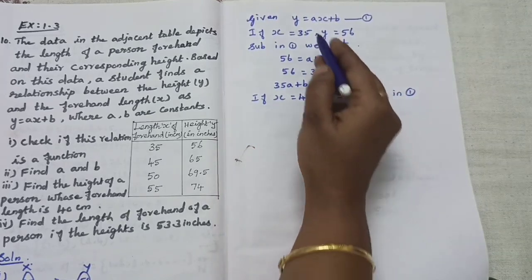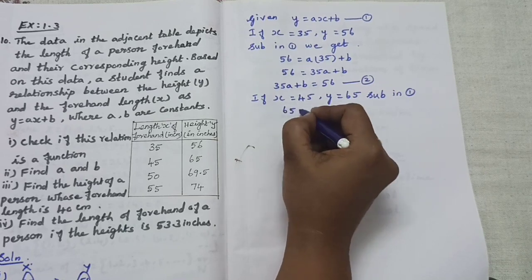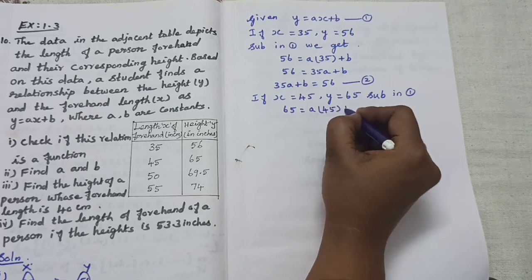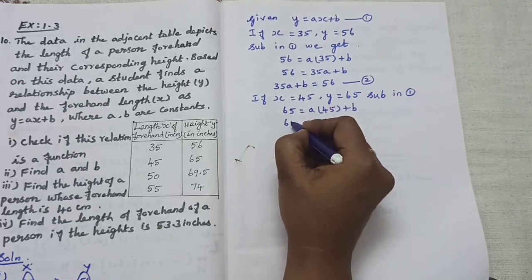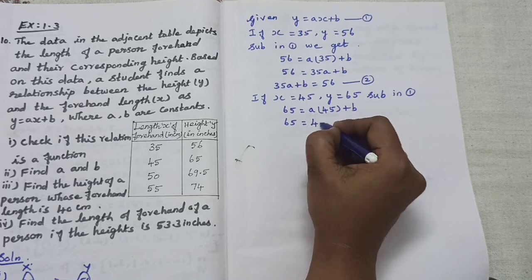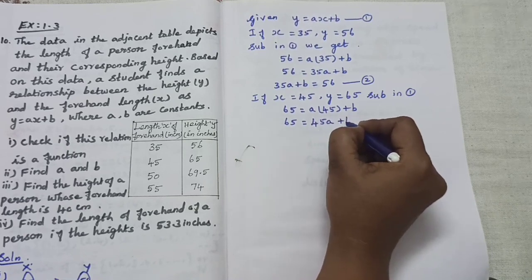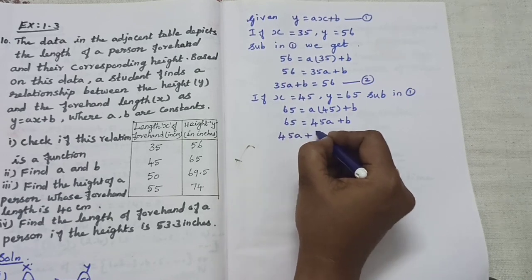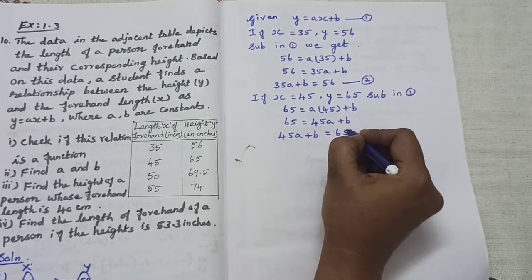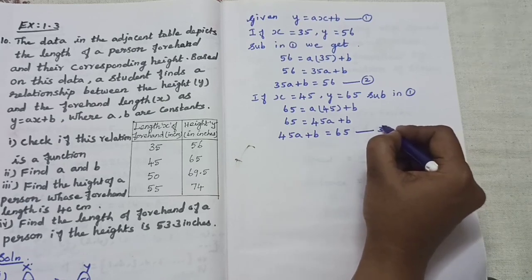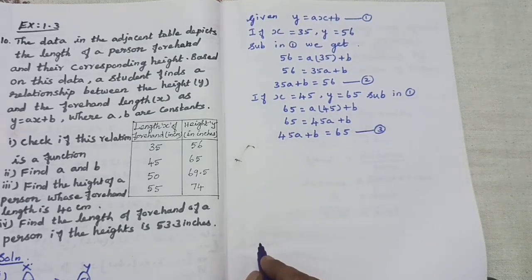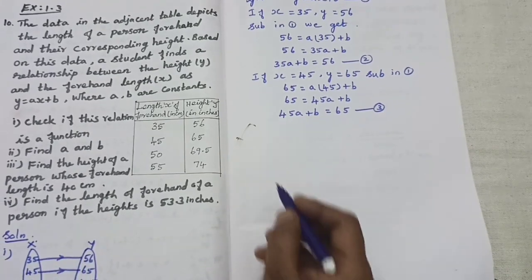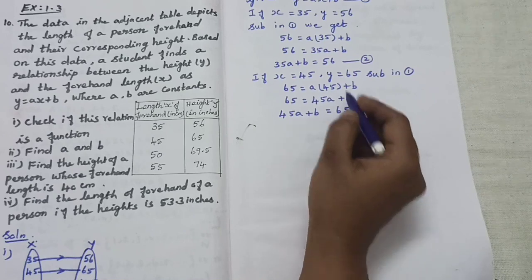Then what will we get? 65 is equal to a into 45, plus b. That means 65 is equal to 45a plus b. Interchange: 45a plus b is equal to 65. Interchange means the sign won't change. Then equation number 2 and equation number 3 we got, and we have to solve these two equations.